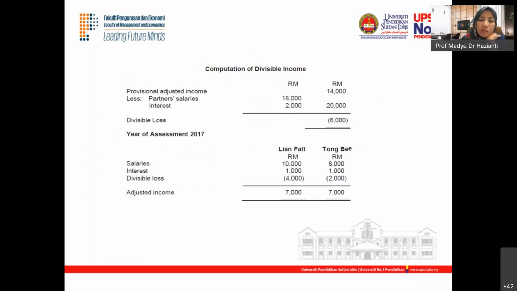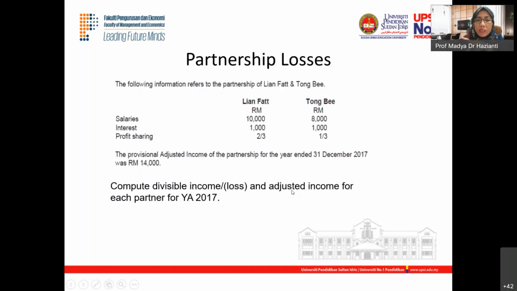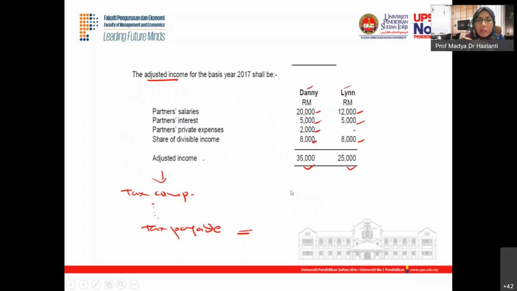Macam mana jadi 4,000, 2,000 tu? So you have to start with provisional adjusted income 14,000 tu. And minus the partner's salaries and also interest. So the business will get a divisible loss of 6,000. Okay. Nampak? You cannot give the 4,000 and 2,000 as the divisible loss untuk setiap orang. But remember when you are asked to compute the adjusted income, kita kena buat macam ni. Nampak? Not only the share.